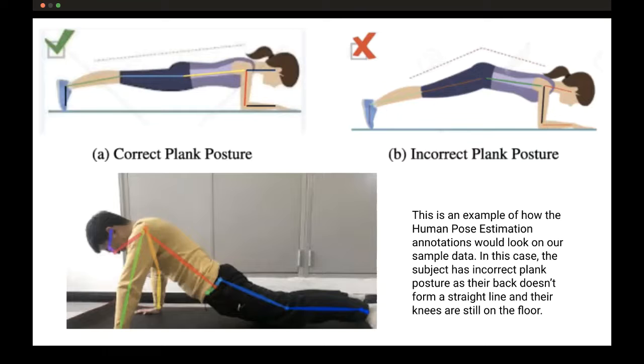And the image on the bottom is a more realistic example of how our data looks. In this case, the subject has incorrect plank posture as their back doesn't form a straight line and the knees are still on the floor.